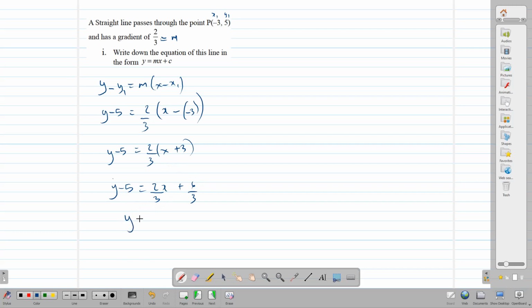So we have y, rearranging this negative 5 to the other side of the equation, is equal to 2x over 3 plus 6 divided by 3 is 2, and this negative 5 is renamed as 5. So our answer now becomes y is equal to 2/3 x plus 7, and it is in the form y equals mx plus c. This is our y, this is our mx, this is our c. m is 2/3 and c is 7.